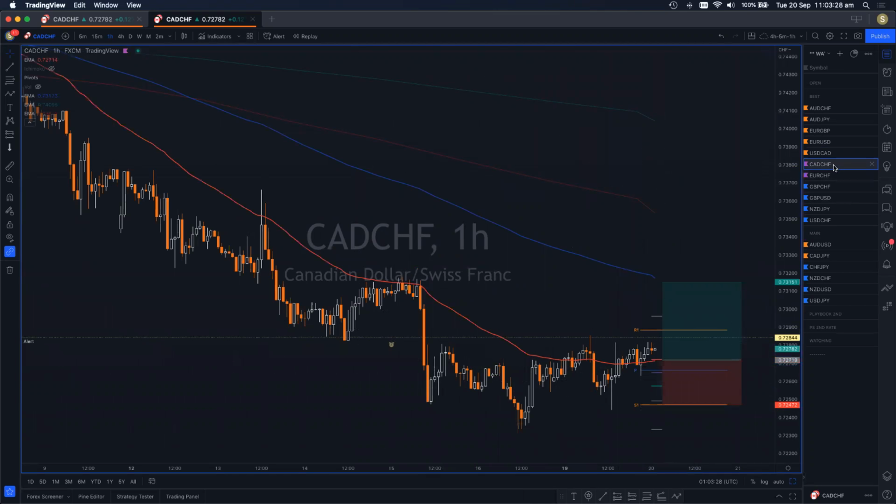CAD Swiss is a UK-US session kind of pair, so there's plenty of time before it sets up. So hopefully it will push up here, pull back for an entry a bit later on today, and then trade up to the 4 hour 50. I'm hoping it'll just go a little bit higher, then pull back for an entry. Okay, that's CAD Swiss.